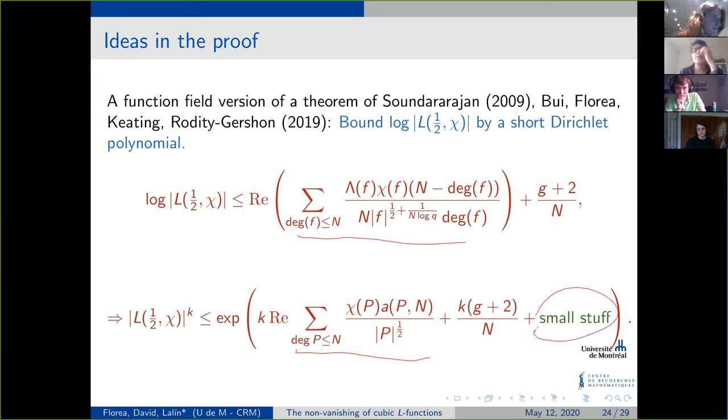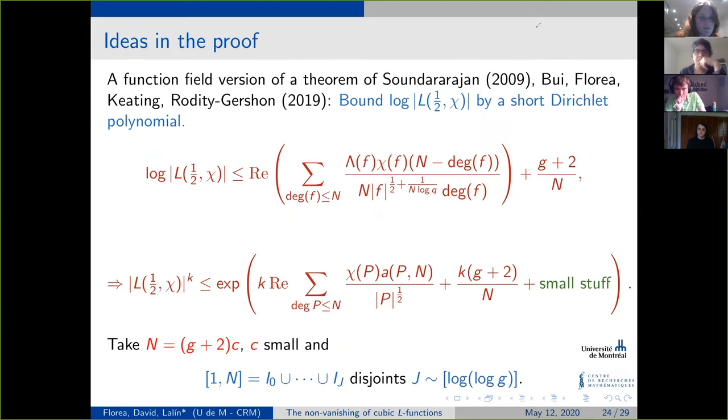Now, small stuff, I'm rushing things under the carpet here. The sum over the squares of the primes actually takes some work to bound, and we use ideas of Harper there. I didn't write it, but that is non-trivial. And then the rest of the time we spend bounding the thing with the sum over the primes.